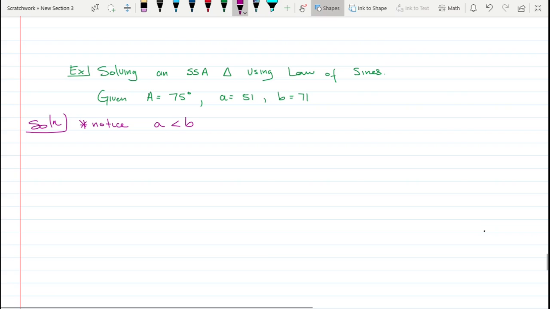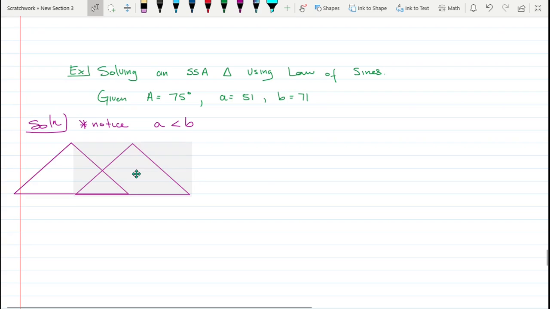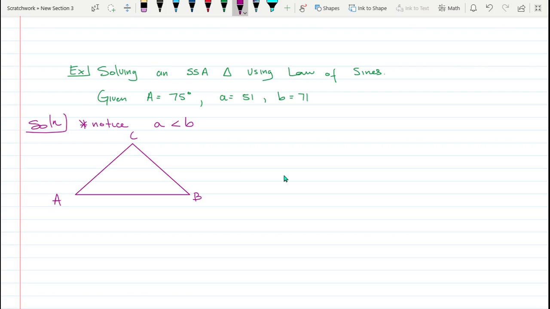So let's make a triangle just to label things. It doesn't necessarily mean that because we draw a triangle, there's actually one. So this is just to label things. A, B, C. This is 75. We know side A to be 51, and B is equal to 71. So let's solve for angle B.